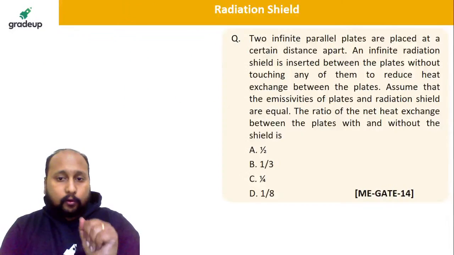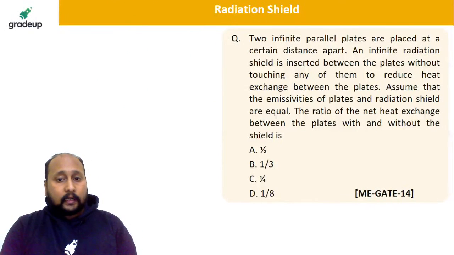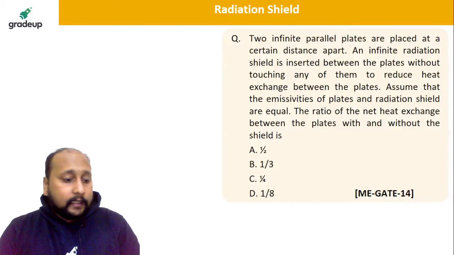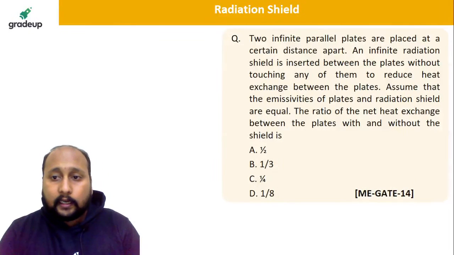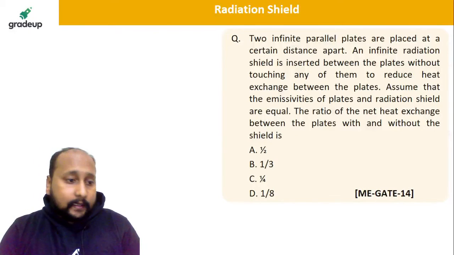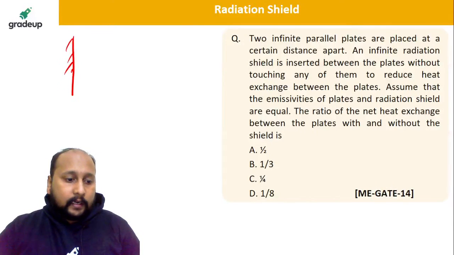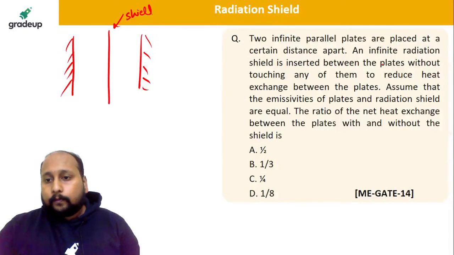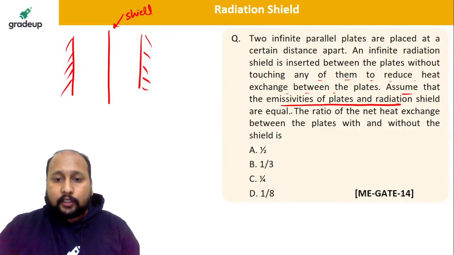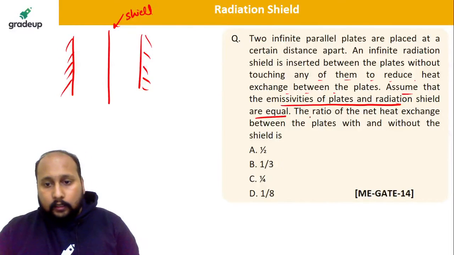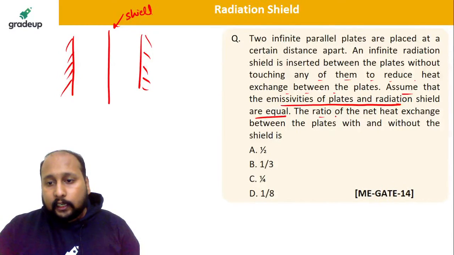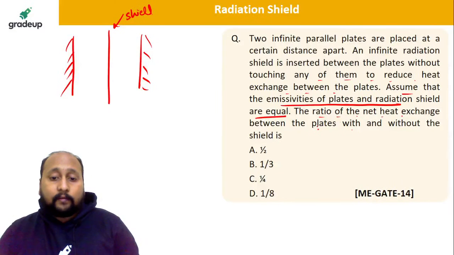Let's try to solve a question and see how many of you are able to understand. Two infinite parallel plates, and this question was asked for 2 marks in a previous year GATE. Two infinite parallel plates are placed at a certain distance apart, and an infinite radiation shield is inserted between the two plates. So basically we have two plates, and in between we are inserting a shield, without touching any of them, to reduce heat exchange between the plates. Assume the emissivity of the plates and the radiation shield are equal. The ratio of the net heat exchange between the plates with and without the shield will be equal to.